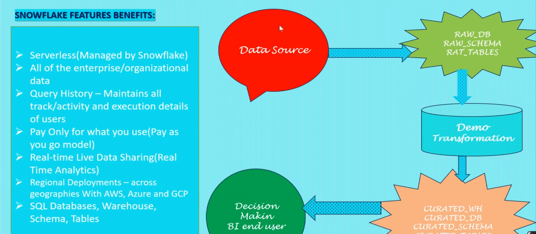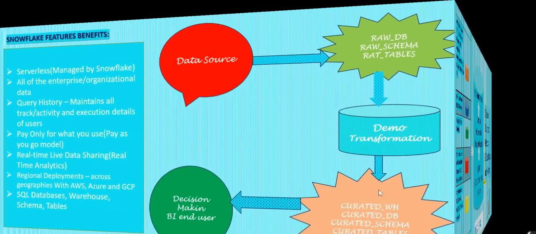So for example, I have a data source. This is my raw schema, where I've created a raw database, raw schema, and raw tables, wherein I have just uploaded the tables as they are using the internal stages. Then I have applied the transformation logic as per my requirements, cleansed the data, and I'm storing it in another database, and then I'm using it for my curated purposes for decision making for the BI end user.